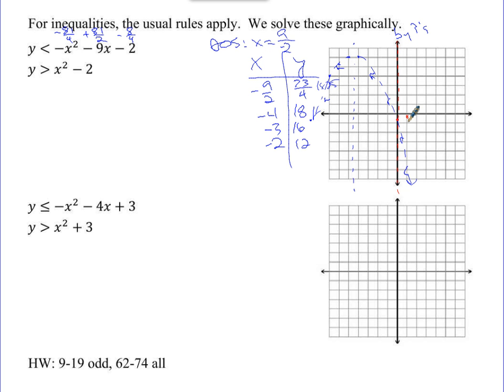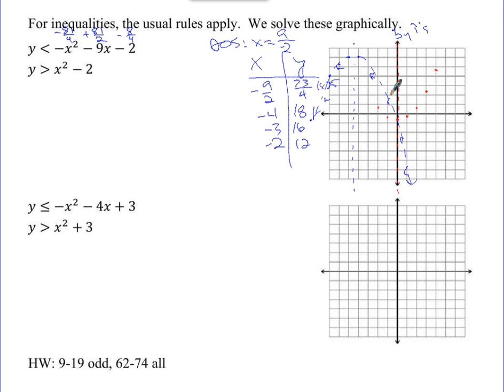Pick 2. Squared is 4. 4 minus 2 is positive 2. So I'm there. Pick 3. I have 9 minus 2, which is 7. So here's 3. 3, 6, 7 is there. Maybe pick 4. 16 minus 2 is 14. So 3, 6, 9, 12, 14 is 2/3 of the way up. That looks pretty good. So I'm going to reflect those across.